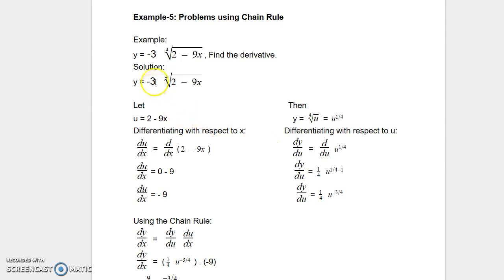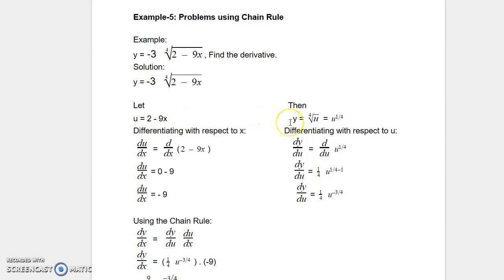First of all, we want to note something here. Negative 3 is a constant, so we're going to keep that constant till the end of the problem, and then we're going to bring it back and use it for the simplification process. For now, we want to identify the inside function. Let the inside function be u, and that is equal to 2 minus 9x.